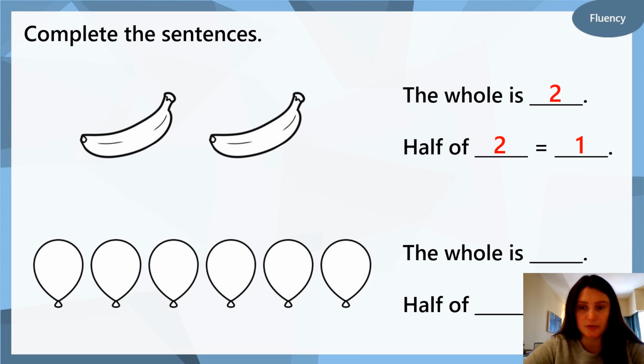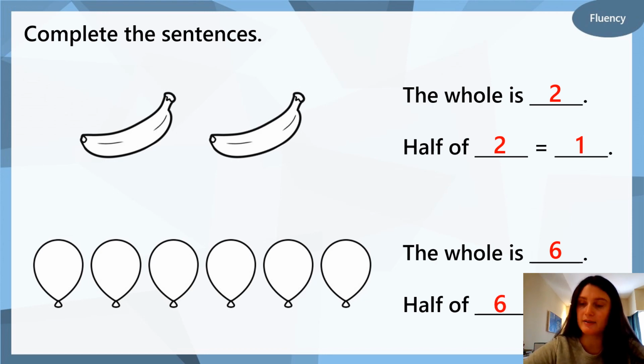Next we have some balloons. First we need to count how many balloons we have all together. What is the whole? Can you count the balloons now? Let's do it together. 1, 2, 3, 4, 5, 6. Very good. The whole is 6. What is half of 6? Draw your 2 circles and share 6 dots between the 2 circles. Half of 6 is 3.